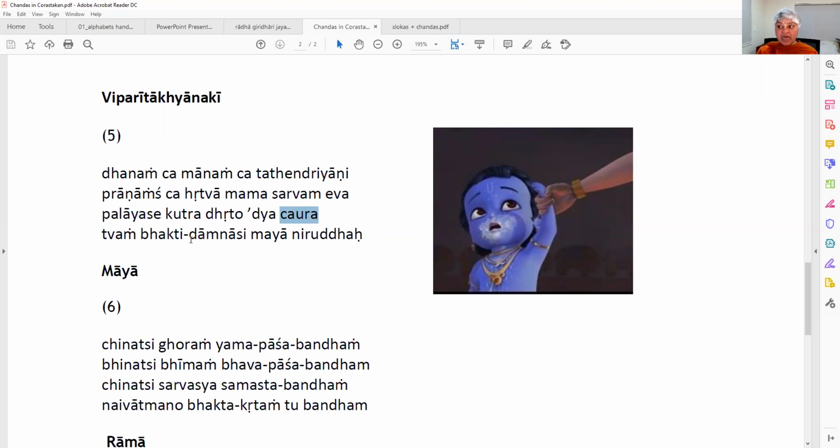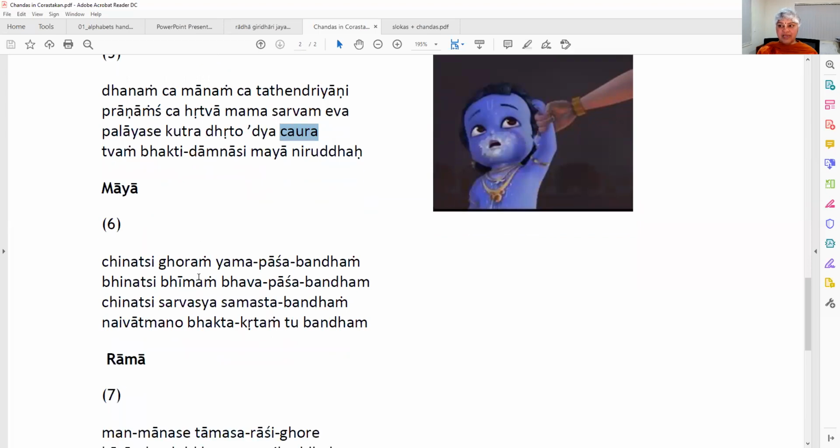Tvam bhakti damnasi maya niruddha. Bhakti damna, the rope of bhakti. Remember Damodara, Dama. Dama means rope. So with the rope of bhakti, you are now tied up. Niruddha. You can't move anywhere.